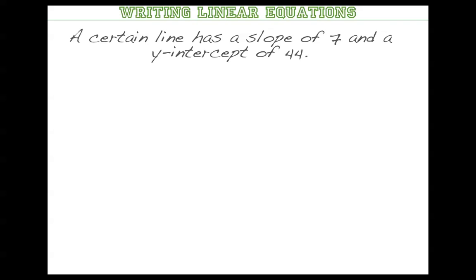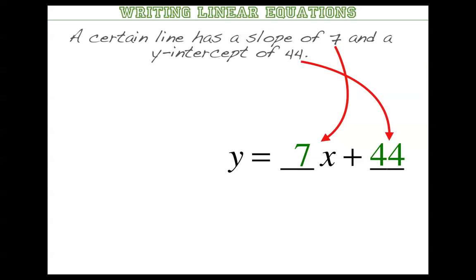So here we go. If you are writing a linear equation for a line like this, maybe a line that has a slope of 7 and a y-intercept of 44, all you have to do is put the slope part where the slope part's supposed to go and put the intercept part where the intercept part's supposed to go. And boom, you just wrote a linear equation. That was really easy, right?